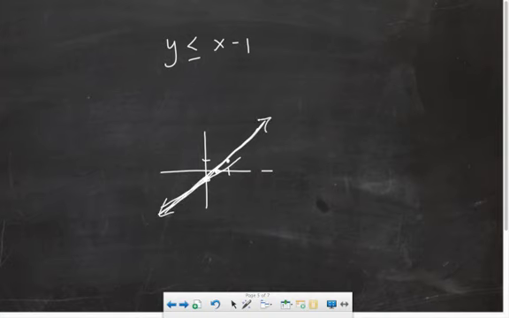And the big part that we're questioning, which way do we shade? Well, it's y values that are less than that. So in this case, we would be shading downward. Okay, so shading downward in that case.